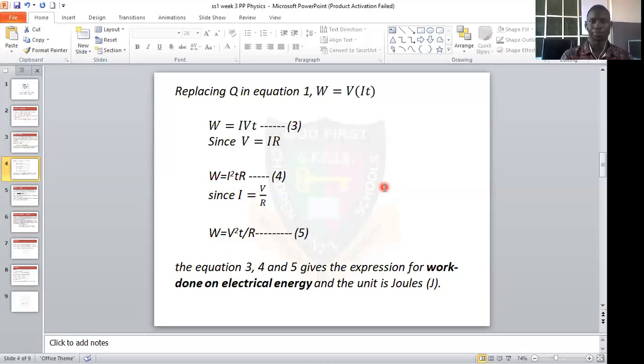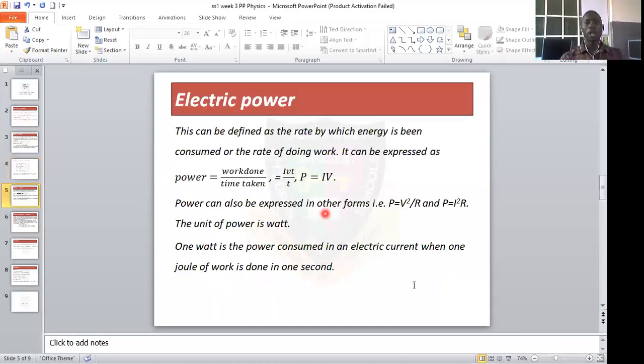So we'll go to power. I believe we understand the concept of energy now. Electric power is the rate at which energy is being consumed, or the rate of doing work. The rate at which energy is being consumed is the power, and it can be expressed, given an expression of work done over time, from the formula for the rate at which work is being done.